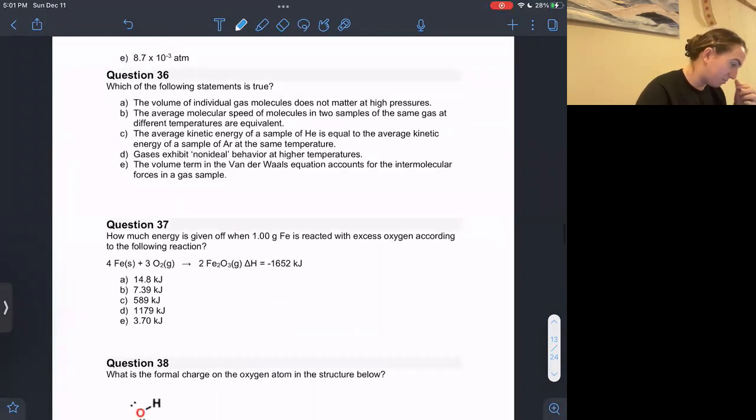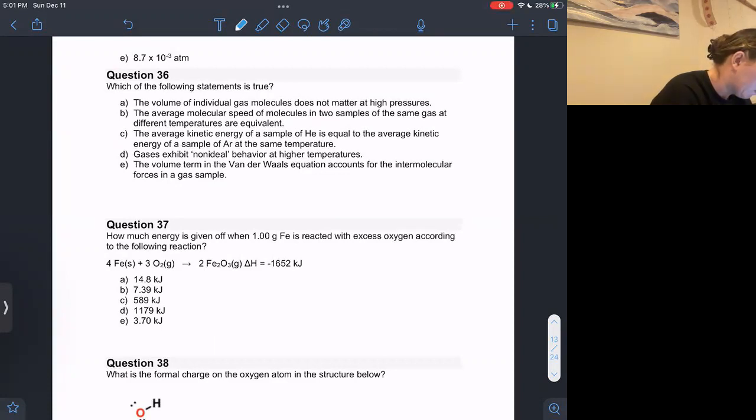Question 36. Which of the following statements is true? Similar to that earlier question with the Q and W questions, I like to prove to myself which ones are false and which ones are true and go through each choice. A: the volume of individual gas molecules does not matter at high pressures.